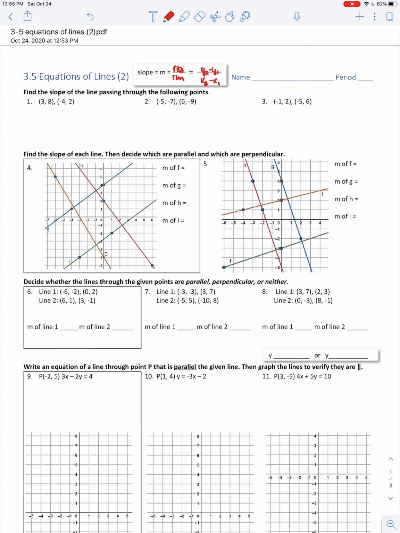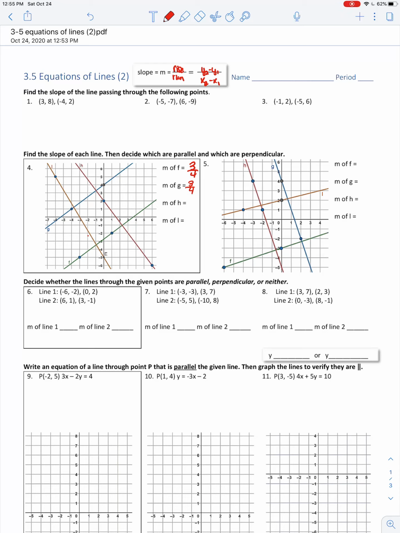So my first line is line F, and it's the green line, and it's rising 1, 2, 3, and running 1, 2, 3, 4. So 3/4 is its slope. The second line is the blue line. It's rising 1, 2, 3, and running 1, 2, 3, 4. So 3/4 is its slope.